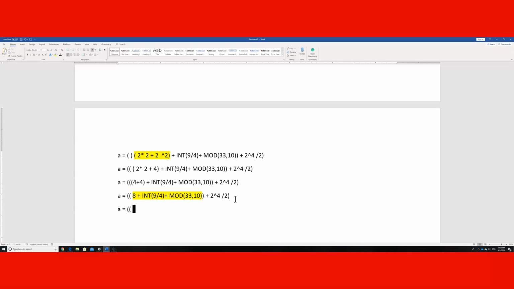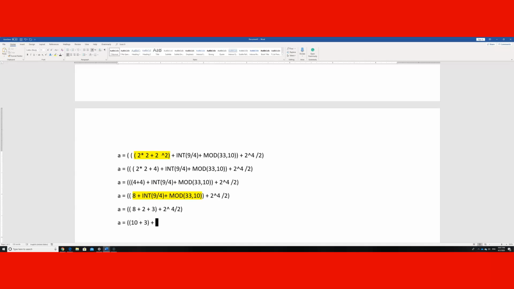So first of all, we're going to say 8 plus what is 9 divided by 4. Integer division is going to give me a whole number, which is 2. That means there are 2 4s in 9. So we're going to get 2, and the mod is the remainder of an integer division. 33 divided by 10 is going to give me 3 as a result of the integer division, but the remainder also is a 3. So we're going to put that as 3 plus 2 raised to the power of 4 divided by 2. We're going to take it from left to right. It's very easy to see. We have 10 plus a 3.